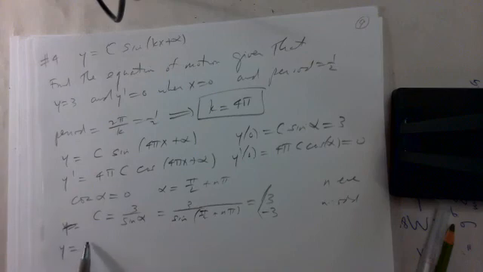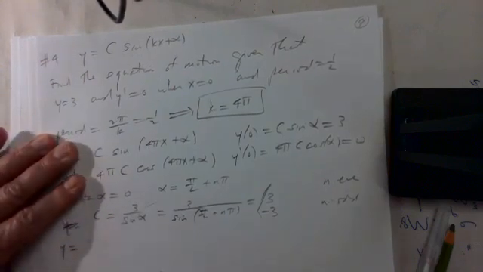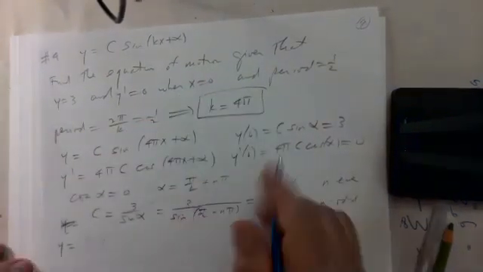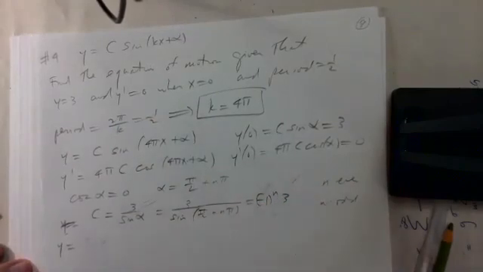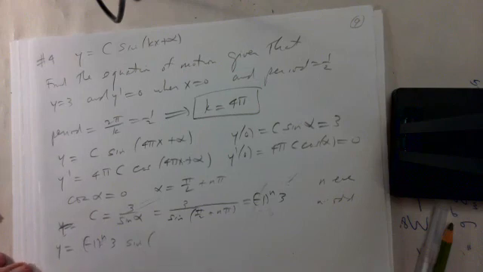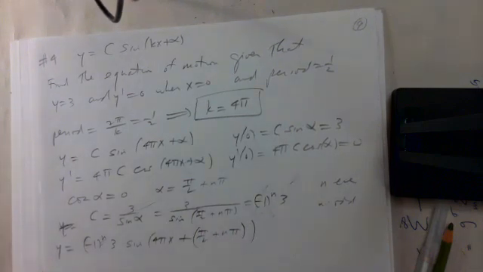So y is equal to 3. Let me be very careful, so this is the same as minus 1 to the n times 3. So y is minus 1 to the n times 3 times the sine of 4 pi x plus alpha, which is pi over 2 plus n pi.